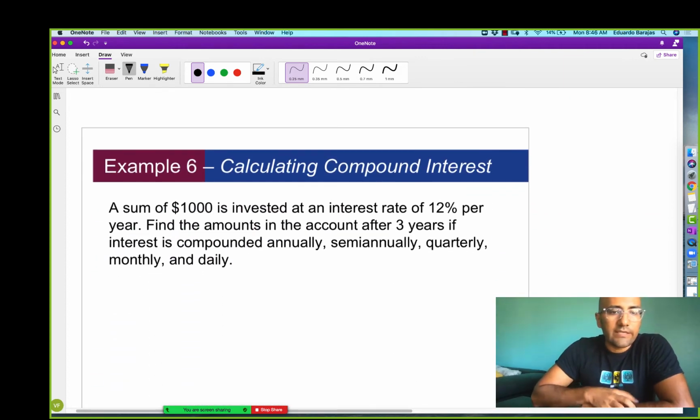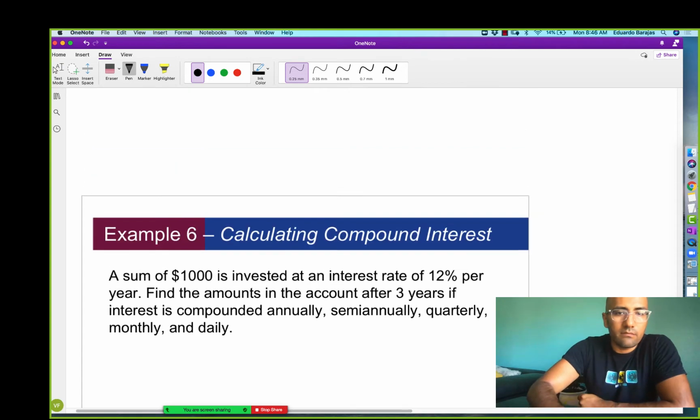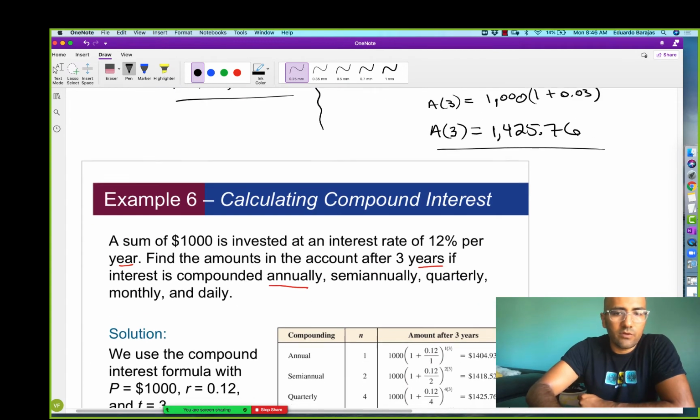Another case. A sum of $1,000 invested at an interest rate of 12% per year. Find the amounts in the account after 3 years if the interest is compounded. Wait, did I just copy? It's the same question as that one, so I don't know.